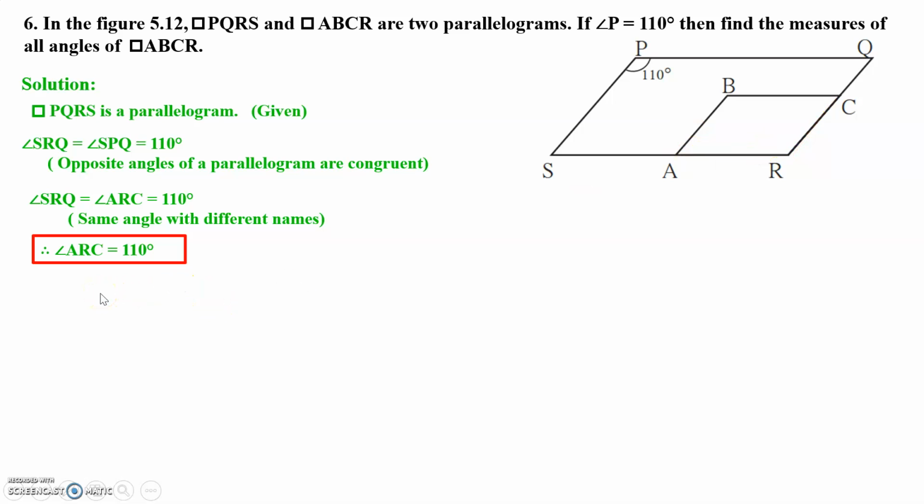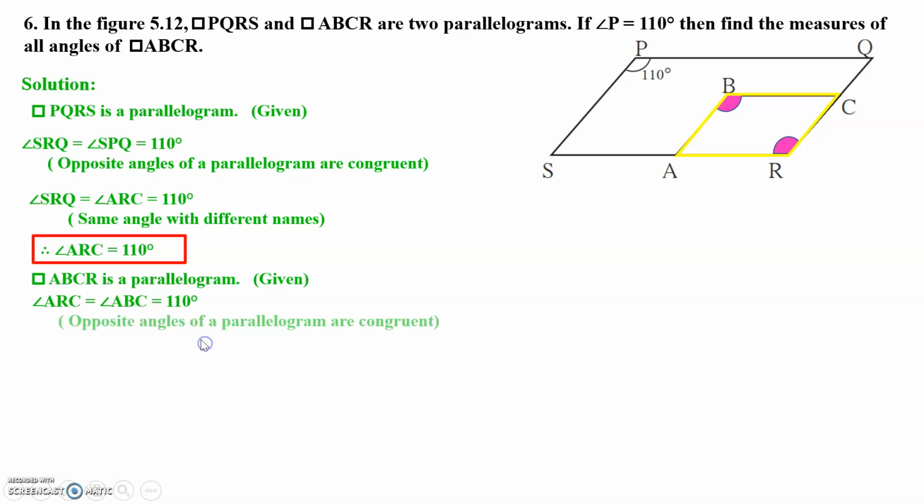Now the next step we are going to write that quadrilateral ABCR is a parallelogram. Let's mark the parallelogram. This is the parallelogram in which I have already got ARC. Angle ARC is equal to angle ABC equal to 110 degrees. Why? Again, opposite angles of a parallelogram are congruent. So therefore I can say that angle ABC is equal to 110 degrees. I have got these two angles.